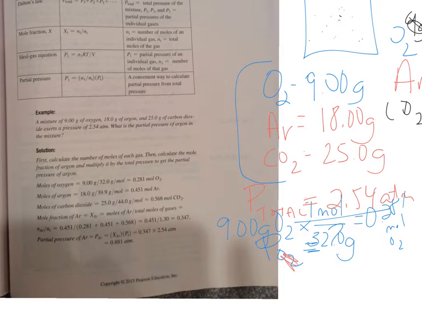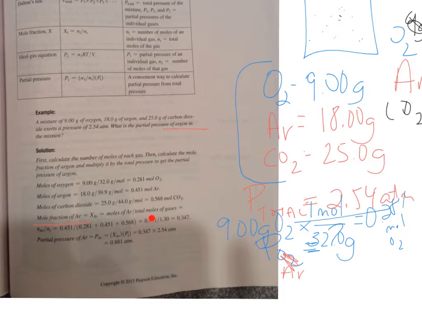Now to find the mole fraction, oh wait, we're asked for the partial pressure of the argon, not the partial pressure of the oxygen. Sorry. To find the partial pressure of the argon, we have to find the mole fraction of the argon. And they do that here by taking the moles of argon and dividing it by the total moles of the gases. So the moles of argon is 0.451, but they had to add up all the moles of the gases to get the total moles.